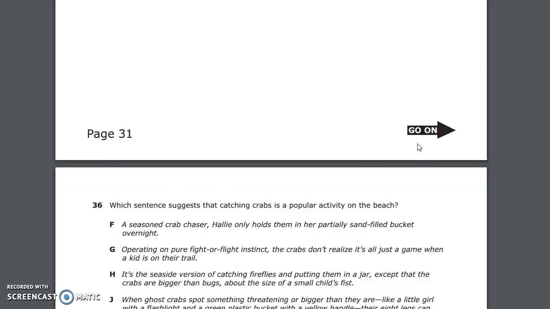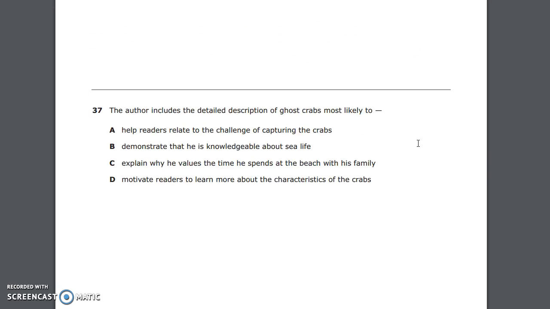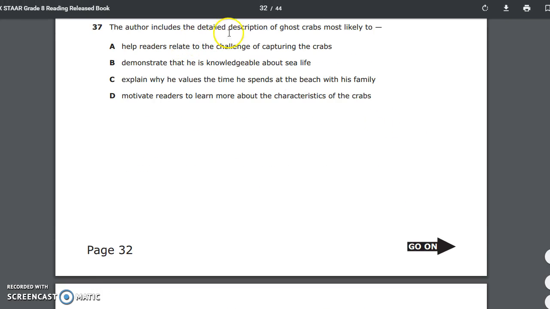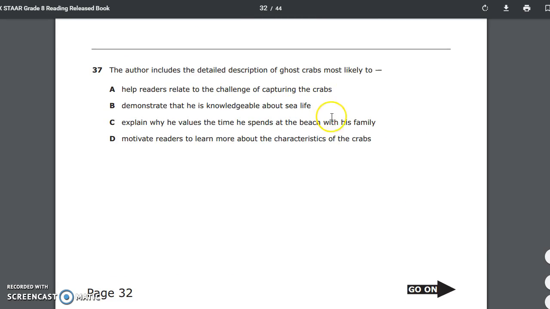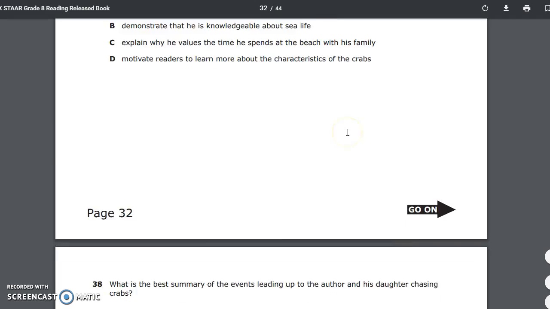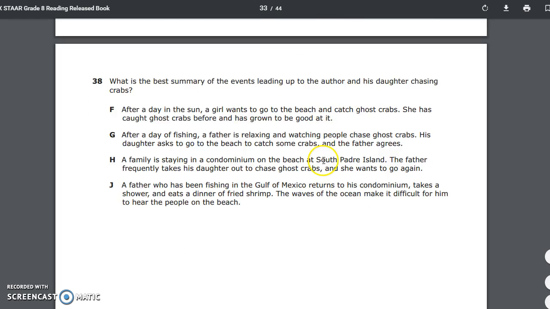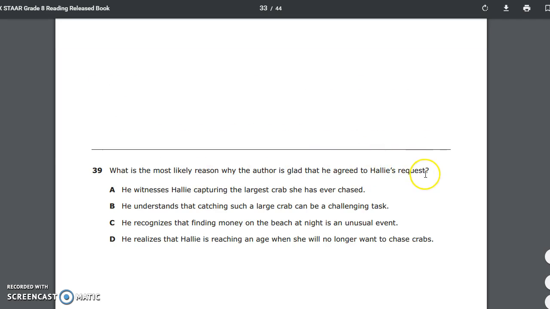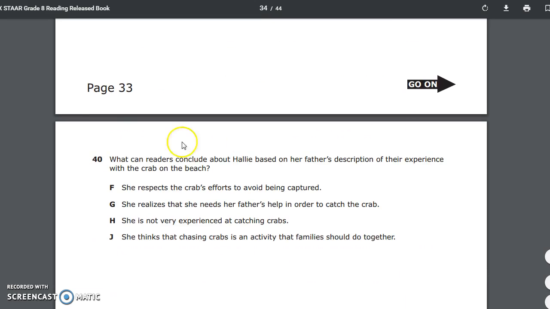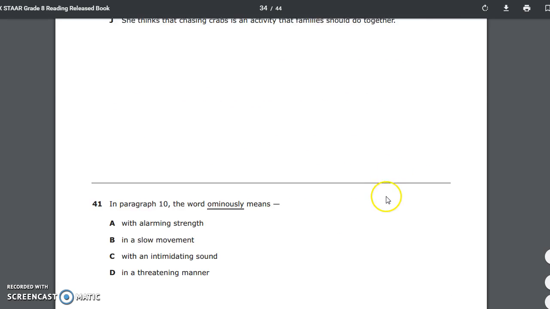So some of the questions you might see. The author includes the detailed description of the ghost crabs most likely to, so you might have to be picking out some details. Usually narrative essays are very detailed. You might be asked to write a summary or choose a summary. Things like that. And again, inferencing questions. So remember what we talked about before. Inferencing questions equal go back to the text.